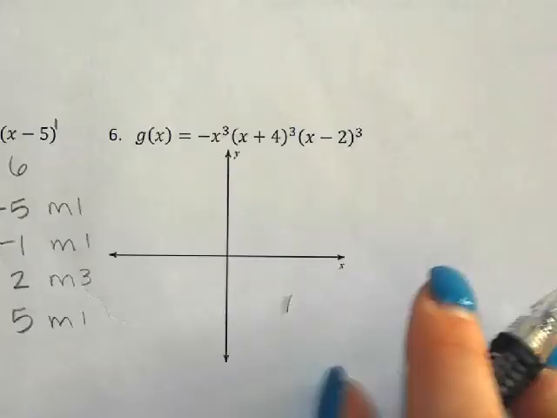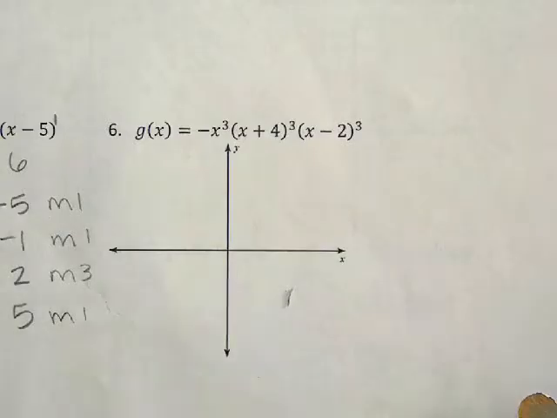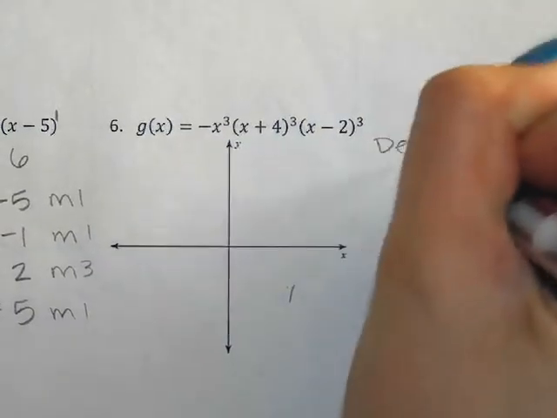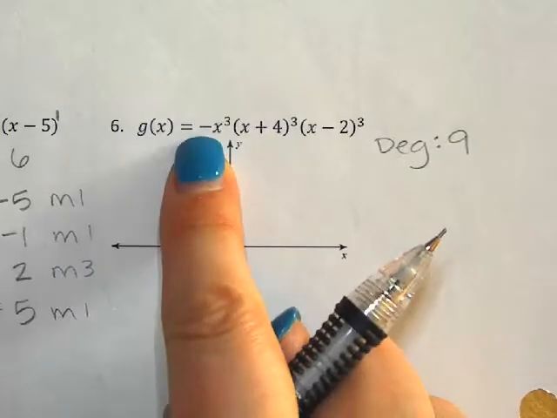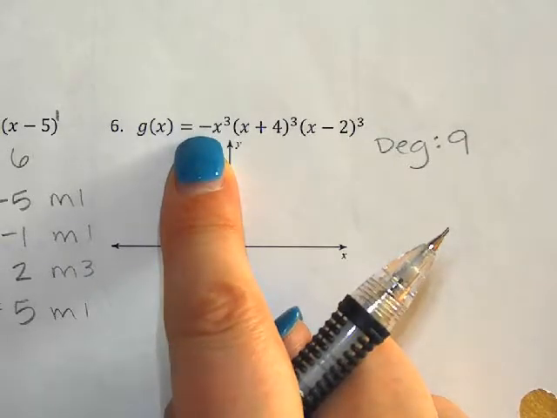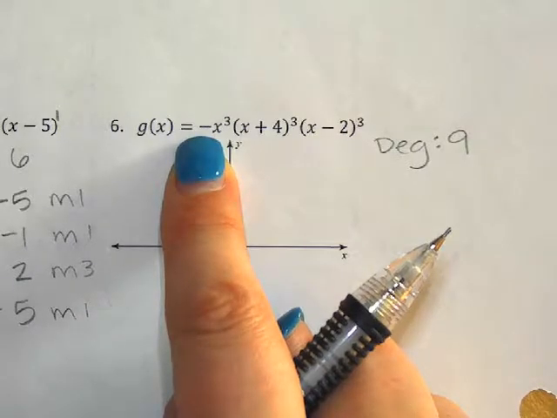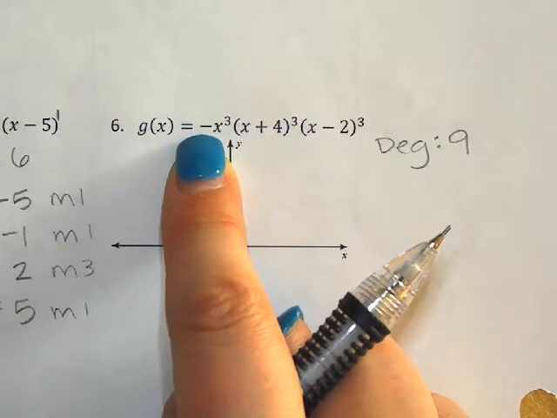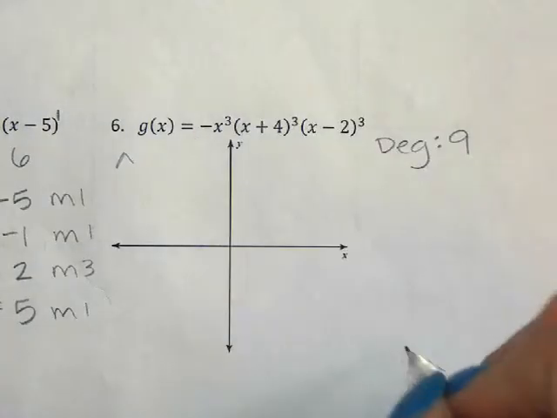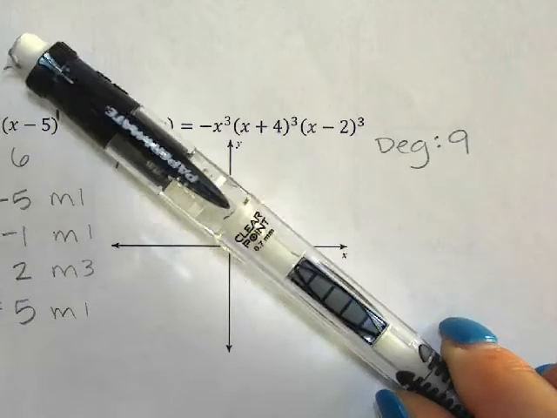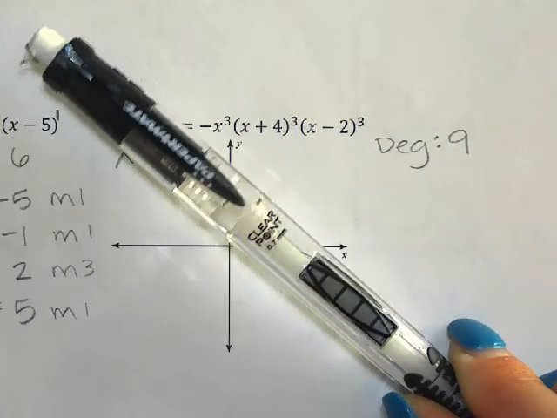All right, let's look at number 6. What's the degree for number 6? Degree is 9, okay? We have a negative in the front. So we have an odd degree with a negative coefficient. So what does it do? Up and then down. That makes sense, right? Because it's going to have a negative slant overall. It's going to go down overall.